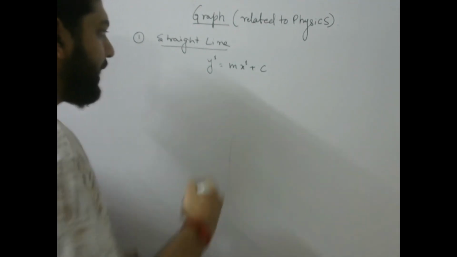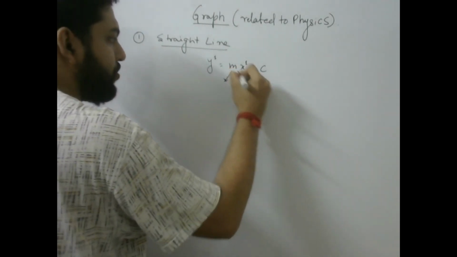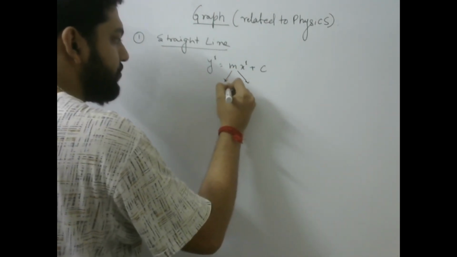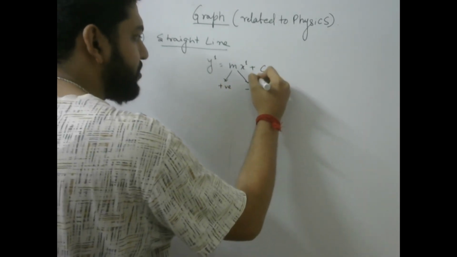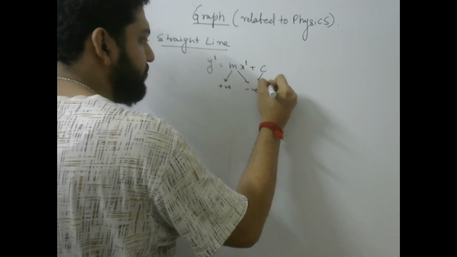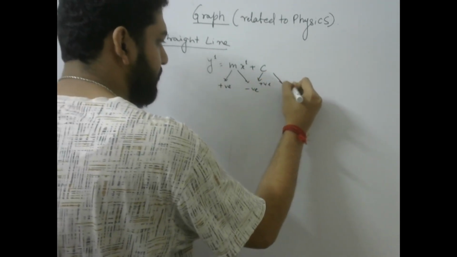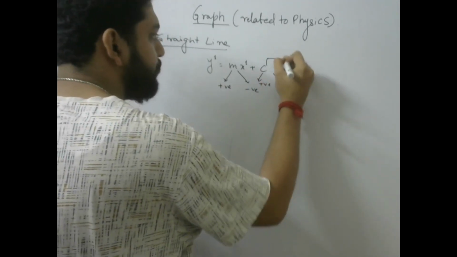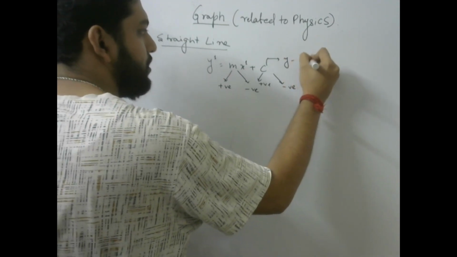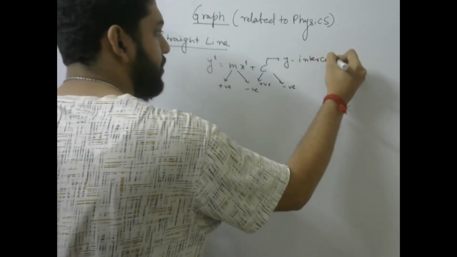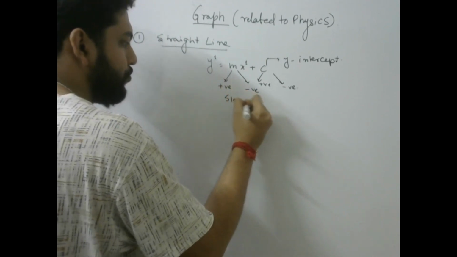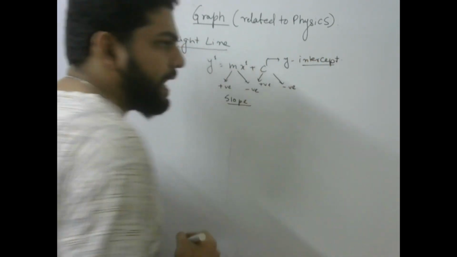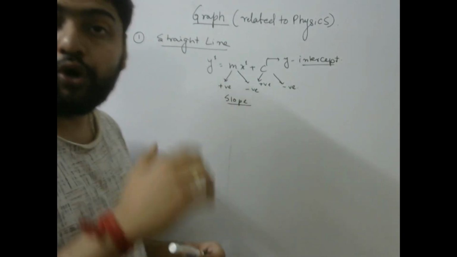Okay, so m could have two possible values, one positive and another negative, and c could also have two possible values, one positive and another negative. This c is known as the y-intercept, and m is known as the slope. These two are the major parameters to understand to draw a graph.